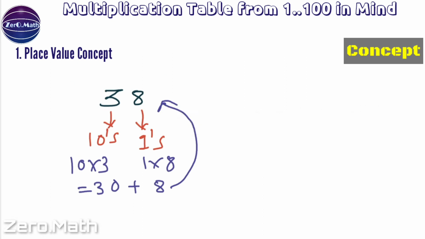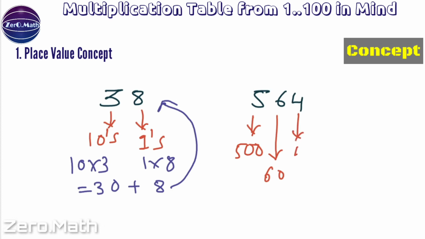Let's take another example, 564. The place value of this 5 is 500 because it is at the hundreds place. The place value of this 6 is 60 because it is at the tens place, and the place value of this 4 is 4 because it is at the ones place. If you add this up, you will get the number 564.